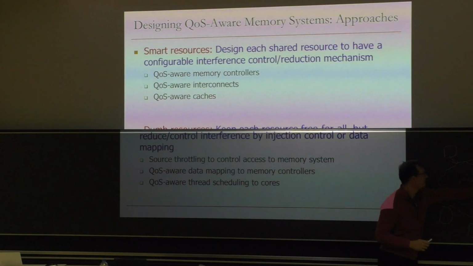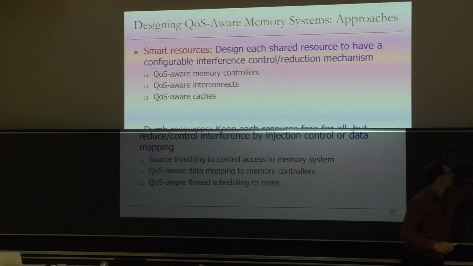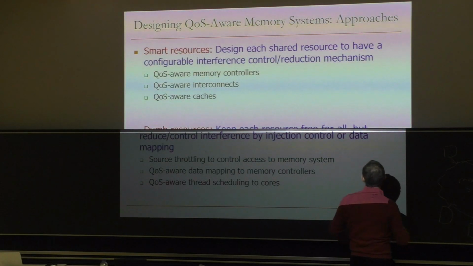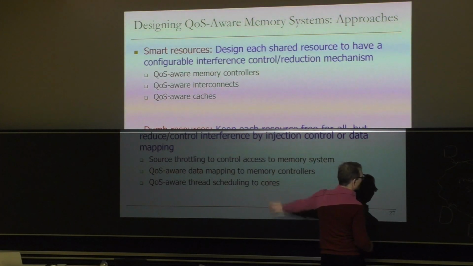The resources are dumb, they're not aware of the interference, but you somehow collect some metrics to figure out which one is destroying which other. Does that make sense? And this is also a very important approach, I think. Clearly, the other approach is partitioning, data mapping to memory controllers.